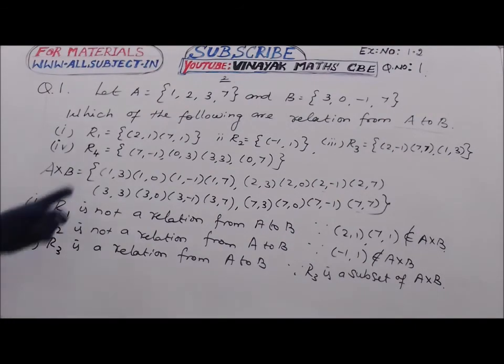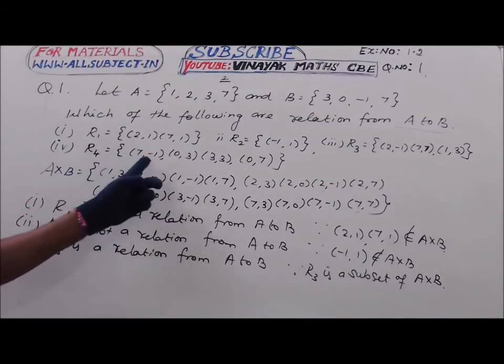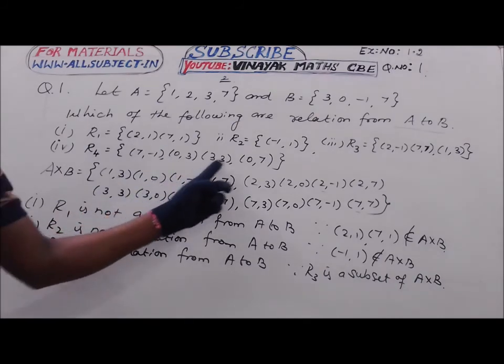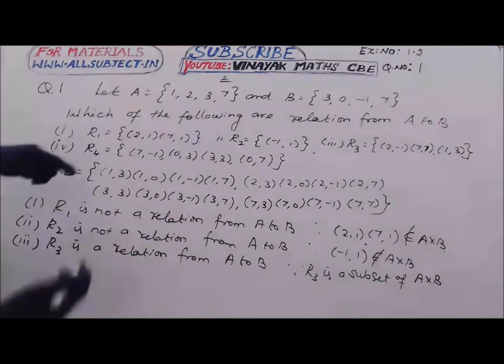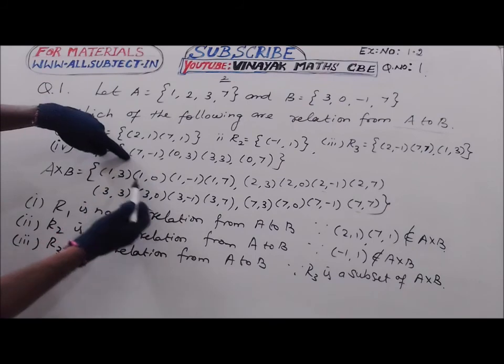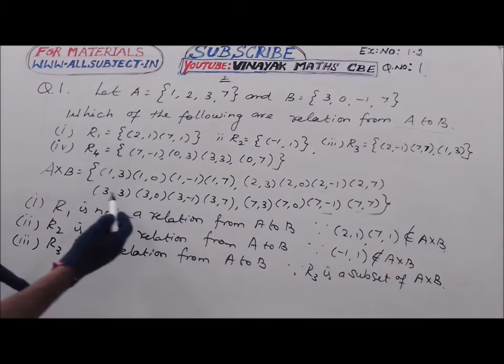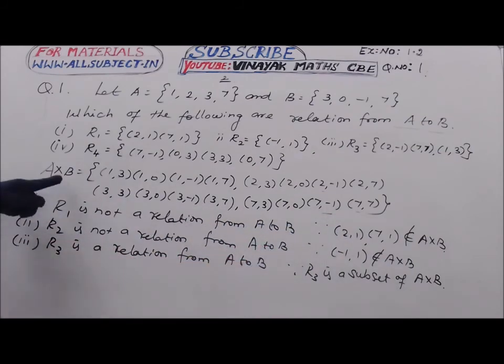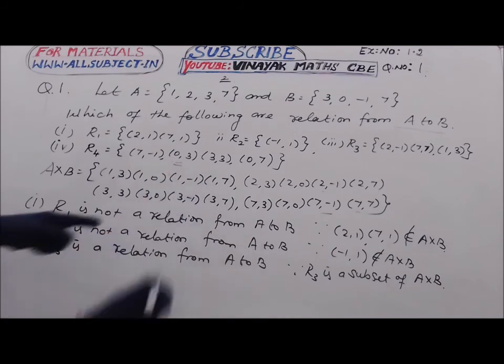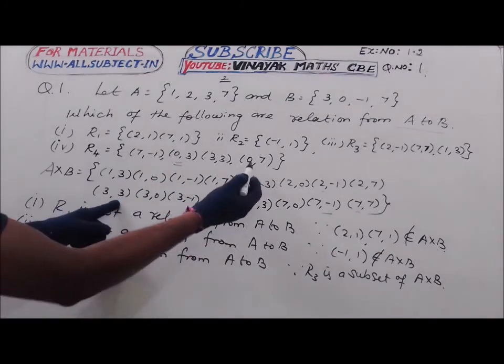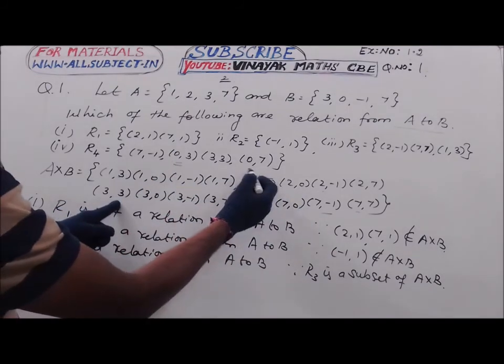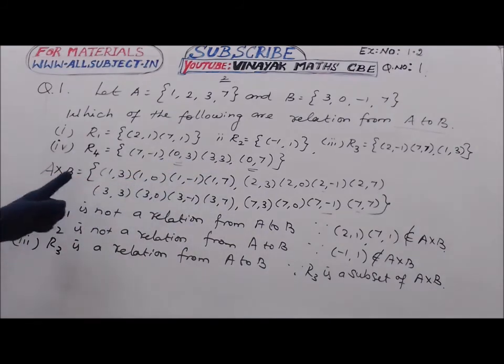And then we are moving to the fourth relation. The given set contains (7, -1), (0, 3), (3, 3) and (0, 7). Now checking these elements in A cross B, (7, -1) is present here, and (0, 3), no, (0, 3) is not present in A cross B. (3, 3) is present, (0, 7) is also not present. So these two elements are not members of A cross B.